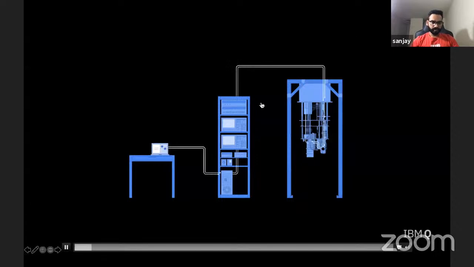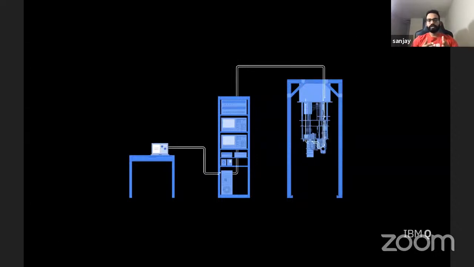So one of the questions many people have is: since you said it requires such a low temperature, how will we be able to access a quantum computer from our home? Today, because of cloud computing and a lot of internet services, we are able to access quantum computers right from our home. So how do we access a quantum computer from home using a classical system?